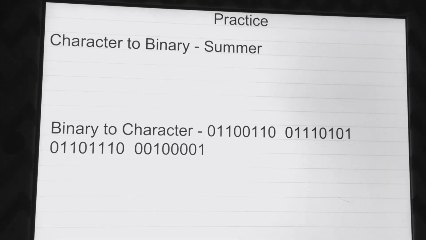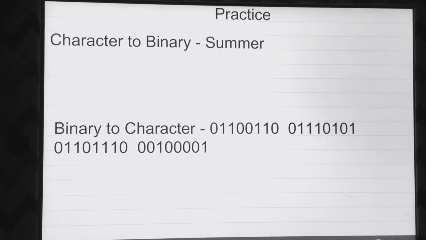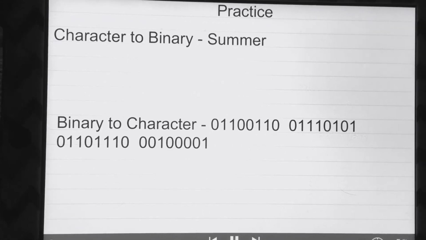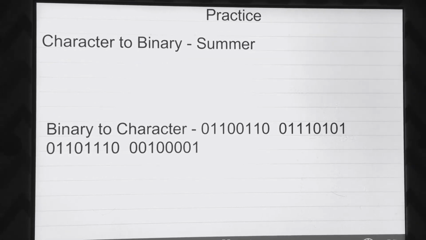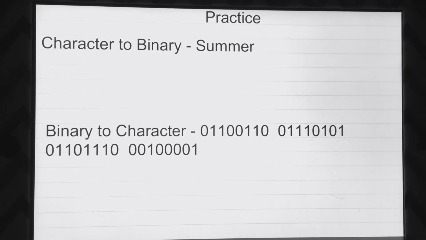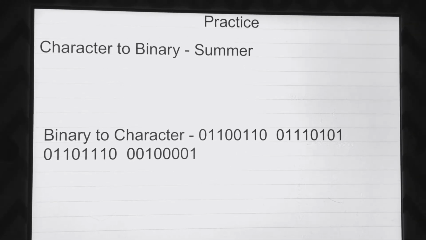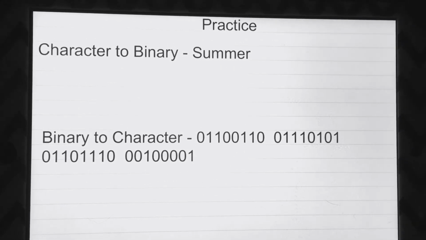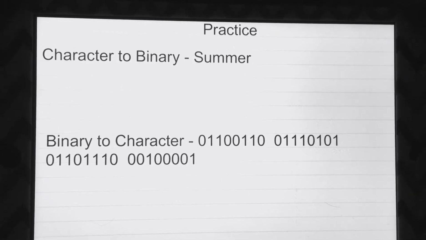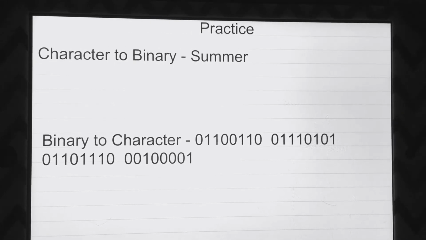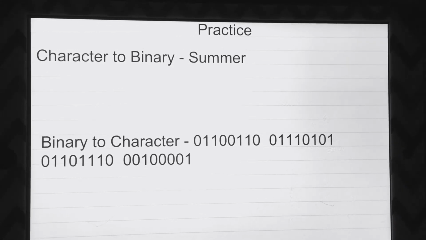Now that you have learned how to convert character to binary and binary to character, it's your turn to do some practice. On the sheet, you have summer, and you need to convert it to a binary code. The next one, I gave you a set of codes that you need to find out what the word is. Good luck.